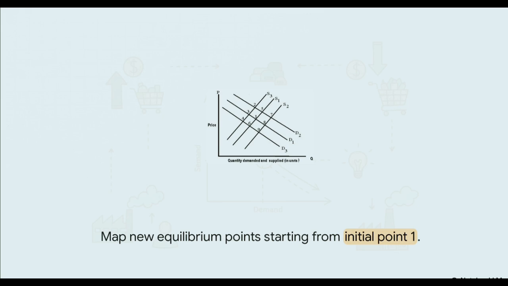Look at this multi-curve grid. It's literally like a chessboard. Point 1, right there in the middle, is our starting line. Original demand D1, original supply S1. I'm going to give you 4 real-world scenarios, and we need to predict exactly where the market moves next on this grid. Are you ready?